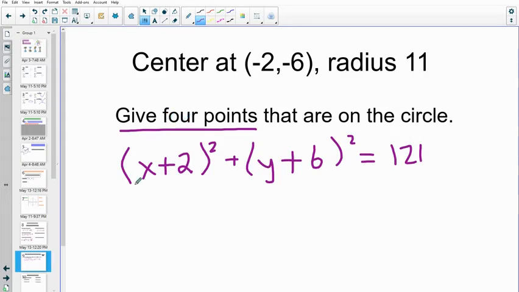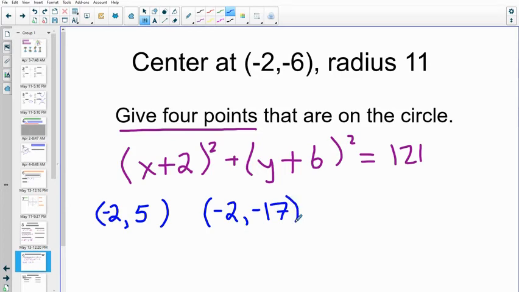The 4 easy ones that I'm going to get are going to be, well, suppose I'm at the center, at (-2, -6). I can go any direction 11 and get to a point that's on the circle. So I'm going to choose some easy directions to go. I'm going to go straight up. If I go straight up 11 units from the center of this circle, my x value won't change, and my y value will increase by 11. -6 plus 11 gets me to 5. Straight down from the center, again, my x value stays the same, but if I decrease the y value by 11, we'll end up at -17.